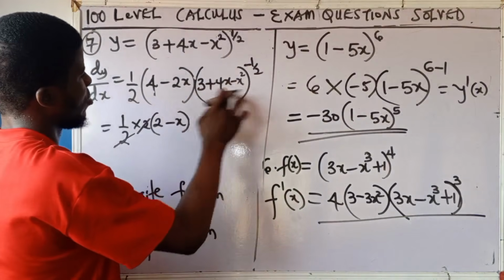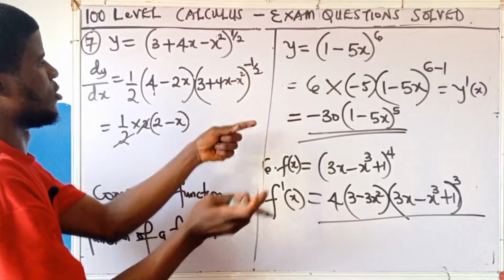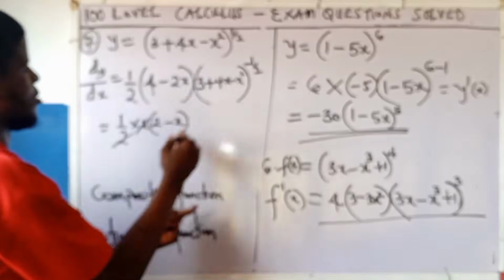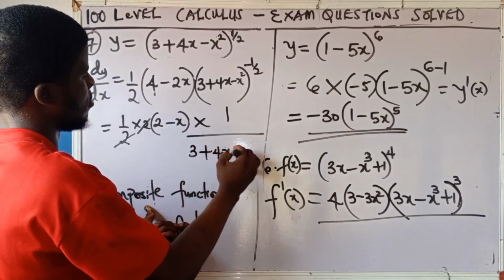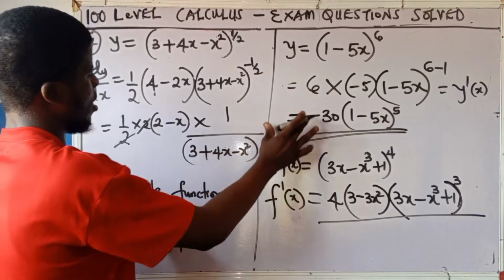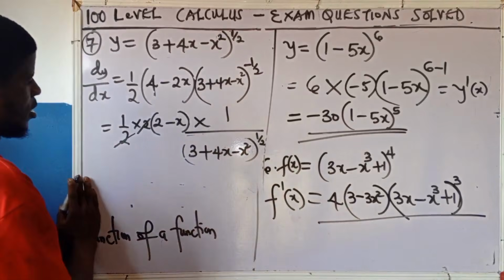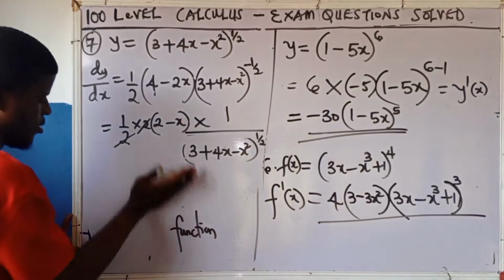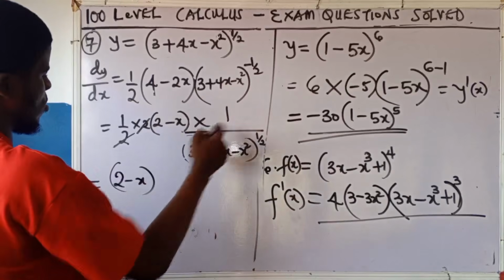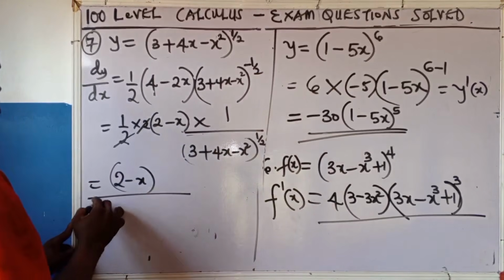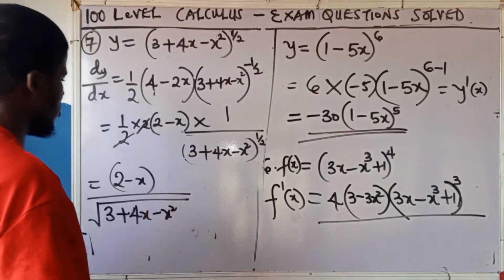Everything here is now raised to the power of what? Minus 1 over 2. If I turn it upside down, are you there? It's going to be like this: 1 all over (3 plus 4x minus x squared) raised to power 1 half. So what's left? 2 minus x. Just follow me. I have 2 minus x times 1 all over this, which is the square root of 3 plus 4x minus x squared.